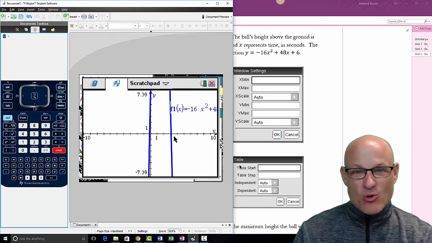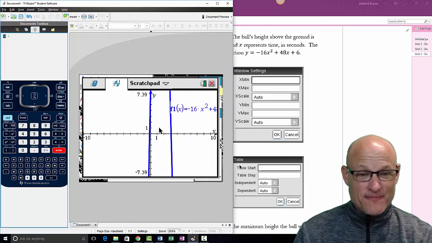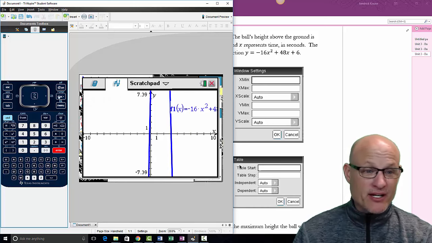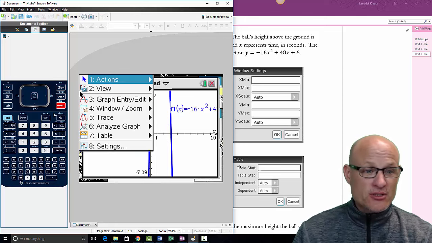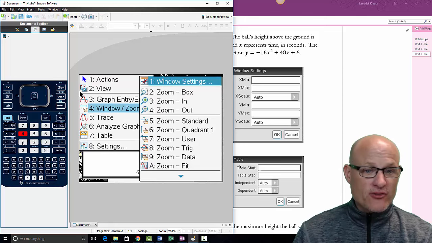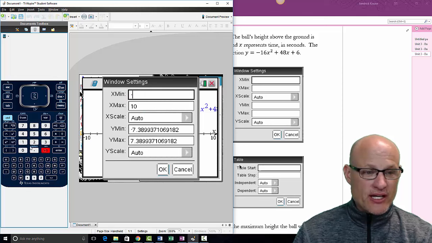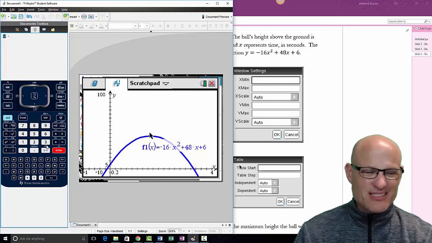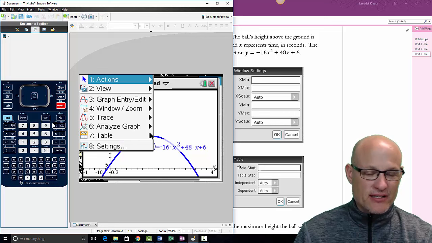Looks like it's going to take about 3 seconds to finish, and it's going to go way up in the air. So I'm going to go menu. We're going to change the window settings. I'll say negative 1, and we'll go to 4 seconds just to be safe. We'll go negative 10 here. It's a real-life problem, and we'll go up to 100. Can't throw a baseball more than 100. That's too much.